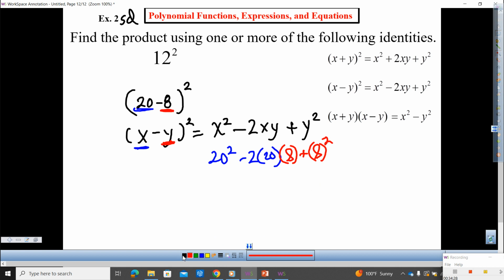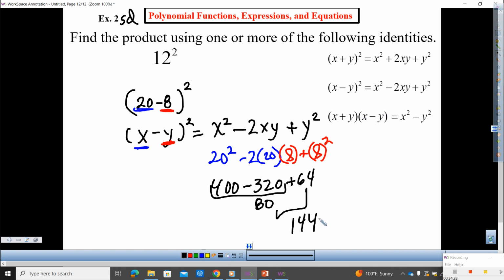All right. Simplified. What is 20 squared? 400. Negative 2 times 20 is negative 40. Times 8, that's negative 320. Then plus 8 squared is 64. So let's combine stuff. What is 400 minus 320? 80. That's this. And what is 80 plus 64? 144. Did we get the same thing? Yes. You're like, what? I know, right? Pretty cool. From 1 to 5, I'm comfortable. Are you with this so far?